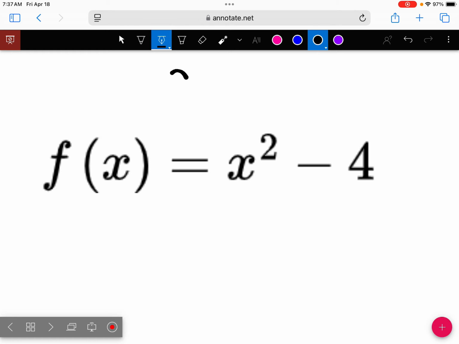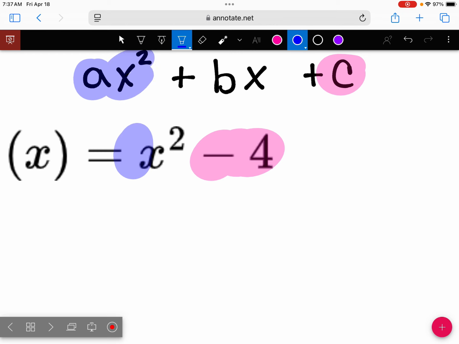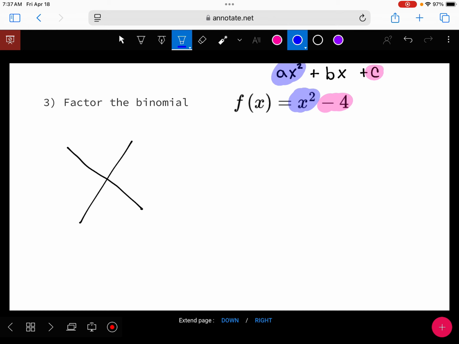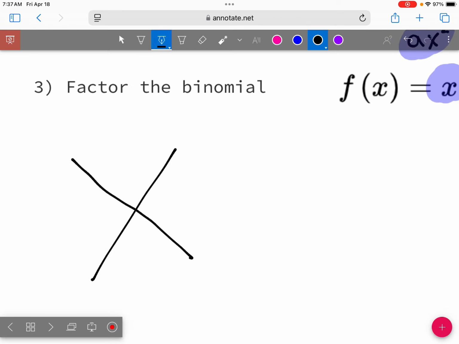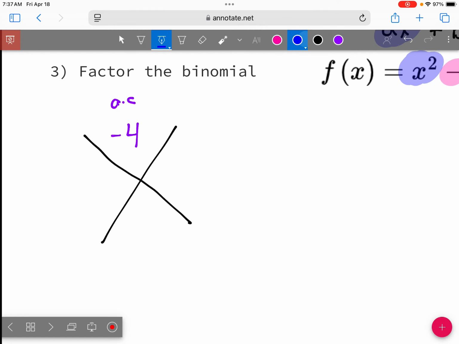Yes, 100%. We can do the exact same thing, because we remember that it's a in front of our x squared, b in front of our x, plus c. So what we have here is a c and an ax squared. Is there any weird overlapping thing? I don't think so. It's just that we don't have a b here. Our b is 0. So our a times c, our 1 times negative 4, is negative 4. And our b is 0.